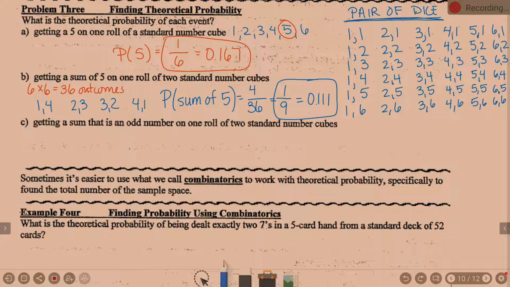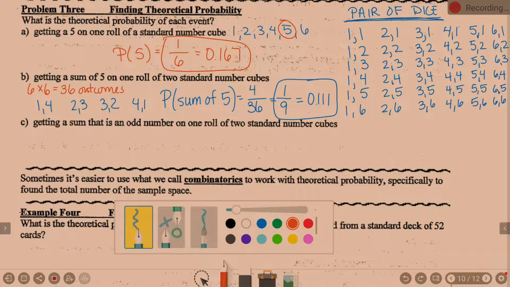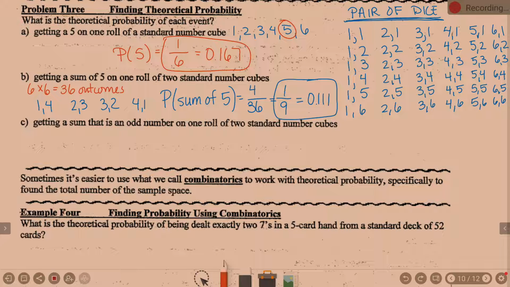One last one in this section. Getting a sum that is an odd number on one roll of two standard number cubes. So we want a probability of an odd sum. How many total options are there going to be?